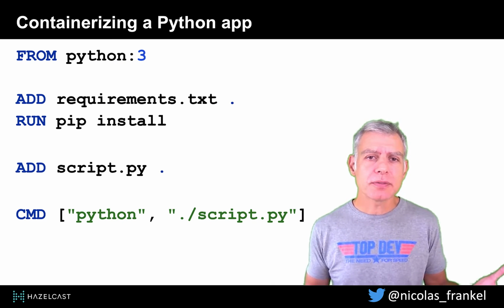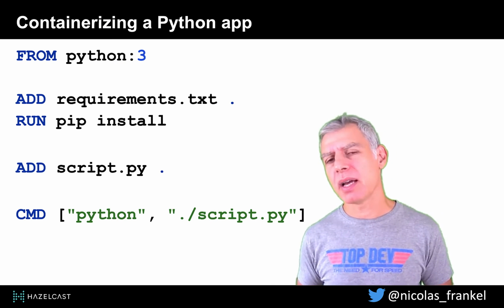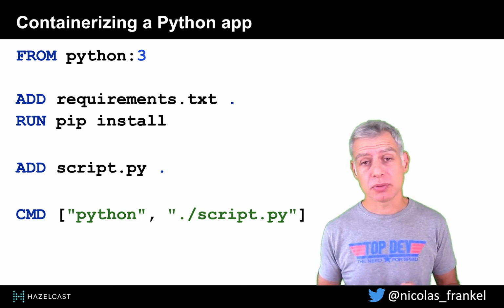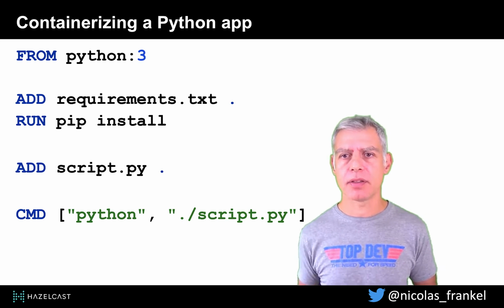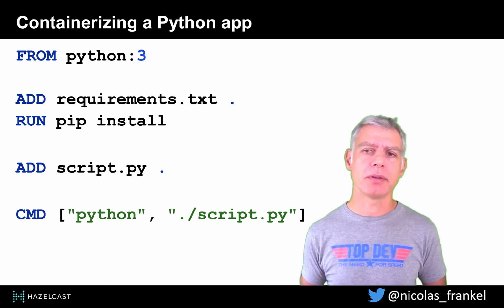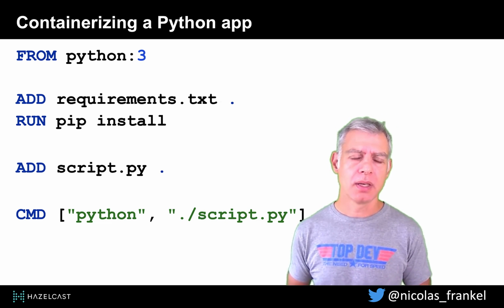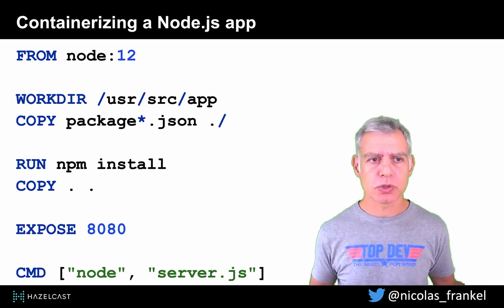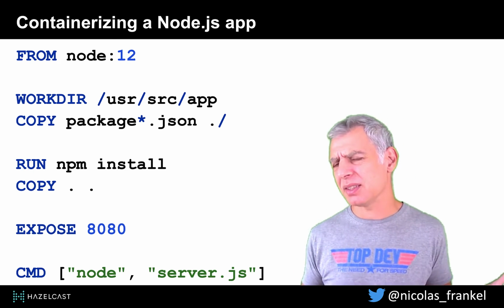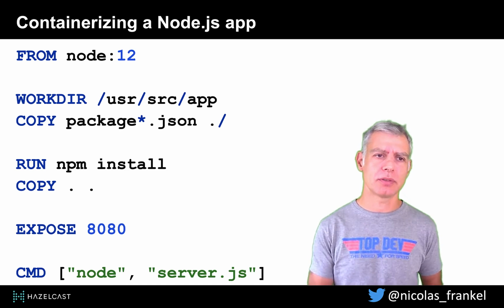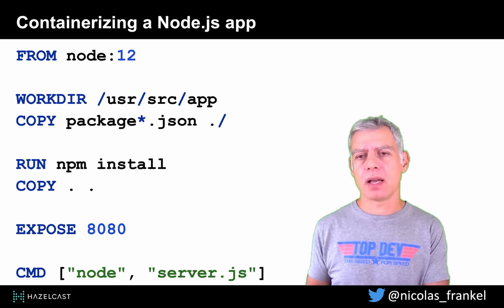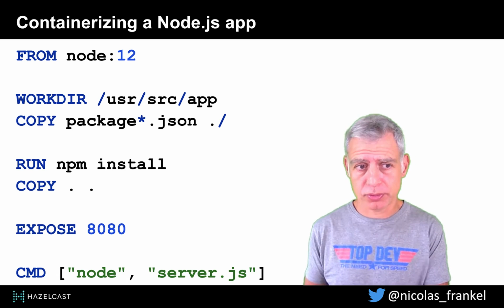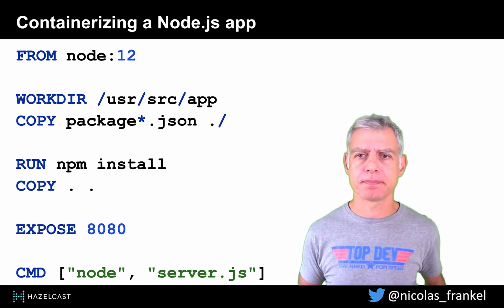So let's start from the easiest part. How do you containerize a Python application? Well, you start from a base image, then you add your dependencies, then you add your code, and then you're ready to run. You want to do the same with a Node.js application? Well, the process is quite the same. You start from a base image, you add your dependencies, you add your source code, and you're ready to run.